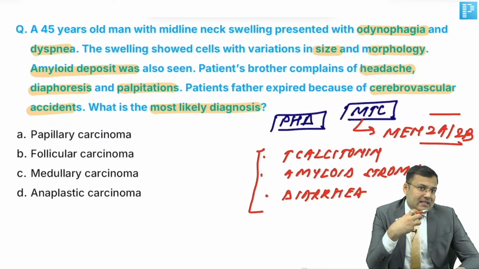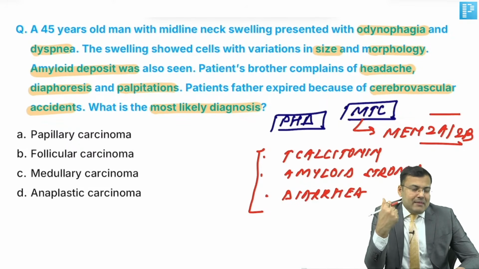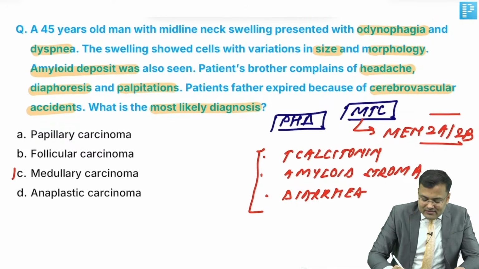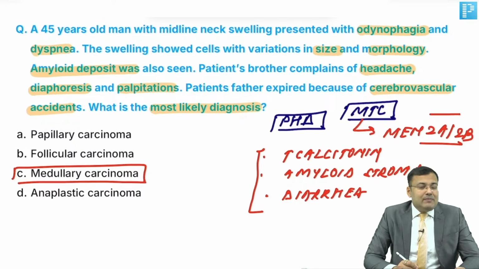We perform total thyroidectomy plus removal of nodes plus routine central lymph node dissection, and if the size of tumor is more than 1 centimeter, we perform ipsilateral MRND, and if any lymph node is positive, you go for bilateral MRND. So, guys, what's the correct answer? Correct answer, it is medullary carcinoma.